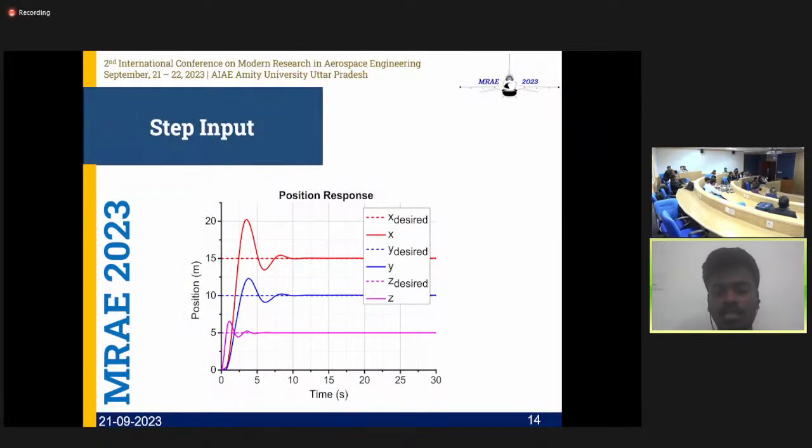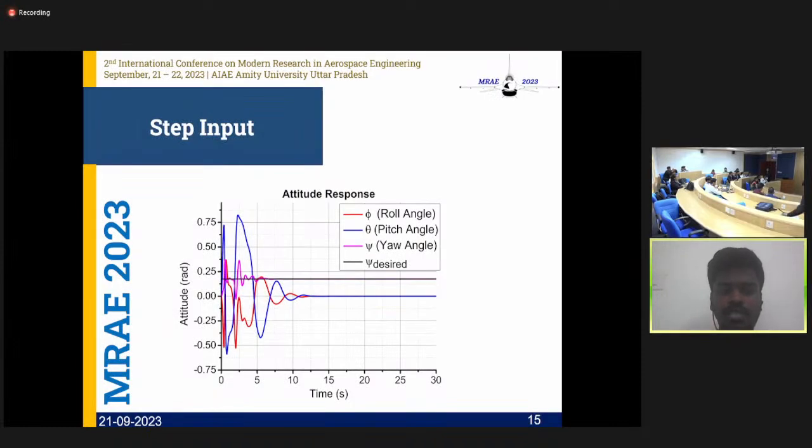So for a step input, you can see when the desired input was given to be 15, 10, and 5, the settling time was observed to be around 10 to 12 seconds, which is relatively good when compared to the disturbance. Whereas in the attitude response, you can see severe aggressive behavior, especially in the roll and pitch commands. This is majorly due to the absence of a velocity control module in the block. This was corrected or rectified later when we proceeded the project towards the trajectory tracking, where we implemented sign, takeoff learning, and other real-time inputs.